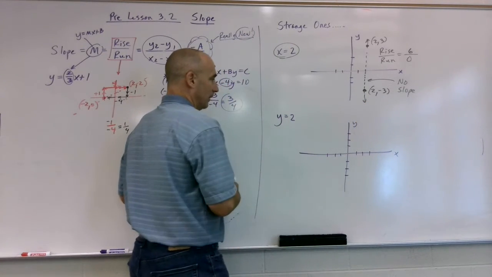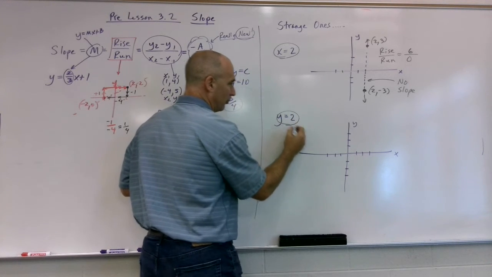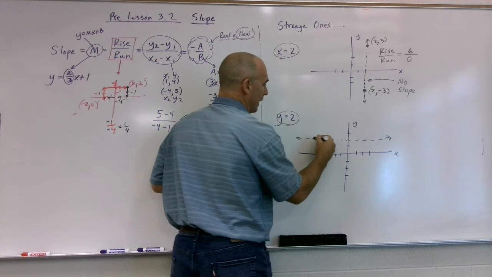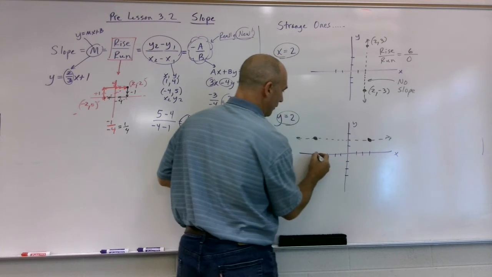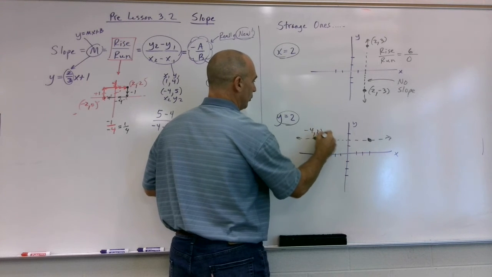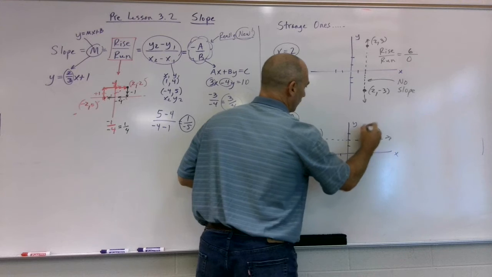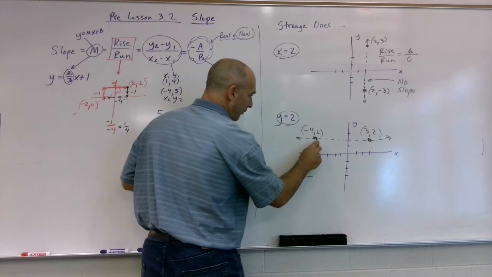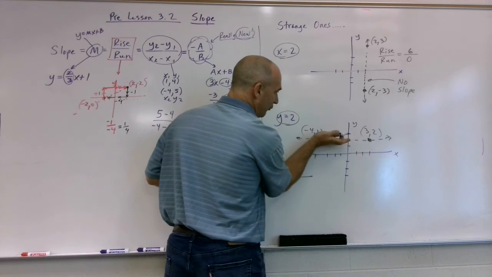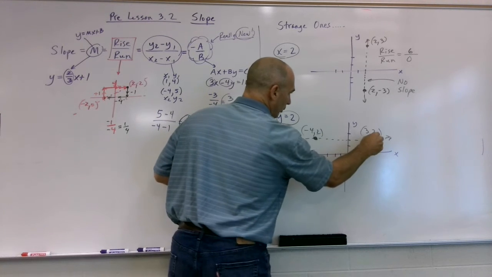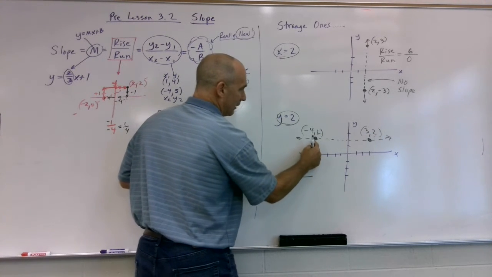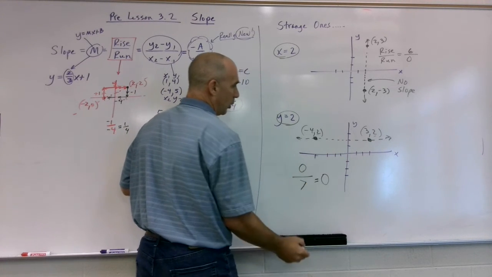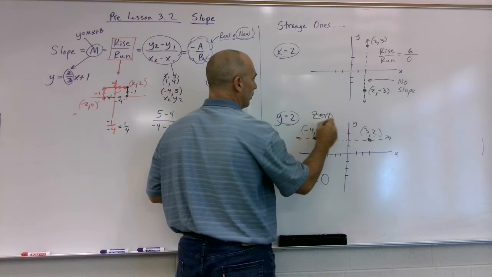Now what about a horizontal line? Well, remember, y equals 2. It's going to go through the y-axis right at 2. And let's pick some random points here. So I'll just call this (-4, 2). And I'll call this (3, 2). Remember what the definition is. It's rise over run. So from here to here, the elevation doesn't change. From 2 to 2, so the rise is 0. From -4 to 3, that'd be 7. Well, what's 0 divided by 7? 0. So this has 0 slope.